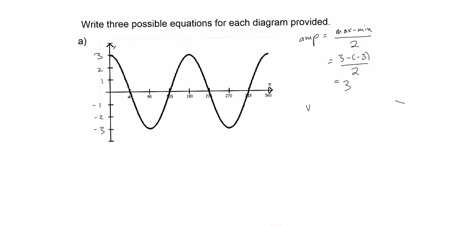The vertical shift, let's take a look at this graph. So the vertical shift, notice our maximum and our minimum are at 3. So remember, the vertical shift is just the average. So we're just going to add them. The max plus the min divided by 2, which gives us 3 plus -3, divided by 2, gives us 0. That's our vertical shift. So that's it. Our vertical shift is equal to 0.